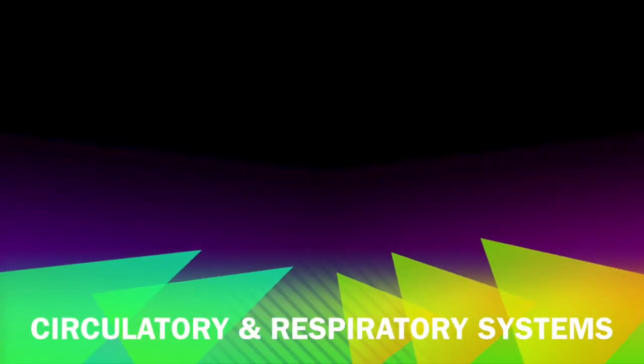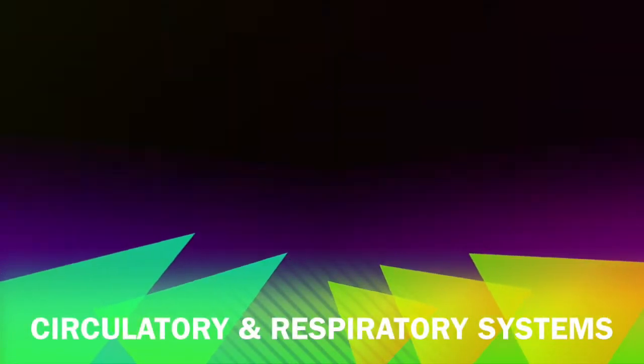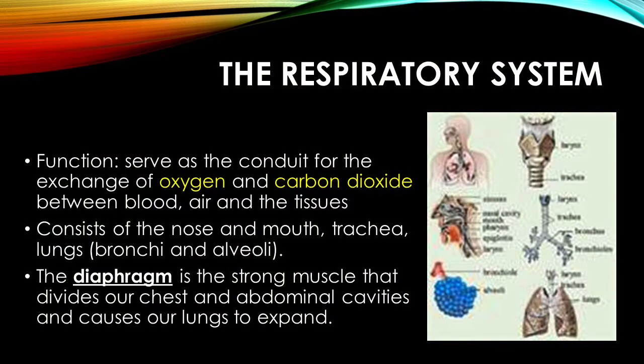Now let's look at the circulatory and respiratory system. The respiratory system is responsible for the exchange of carbon dioxide and oxygen between the blood, air, and the tissues. This system includes the nose, mouth, trachea, and lungs. The diaphragm, which is a large and strong muscle that divides our chest and abdomen, causes our lungs to expand.